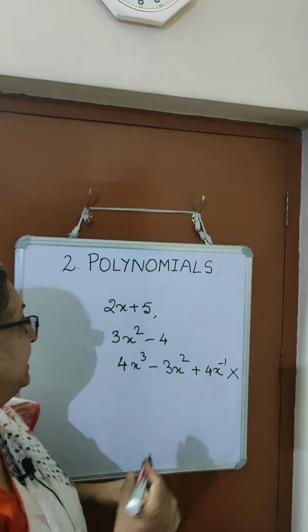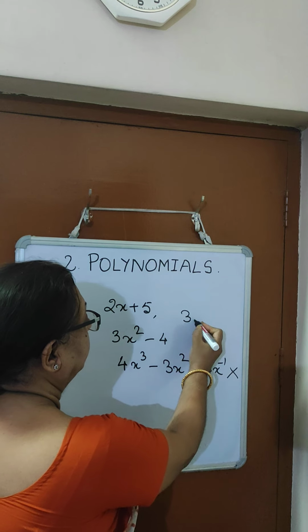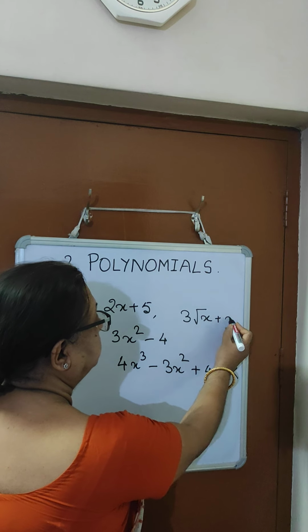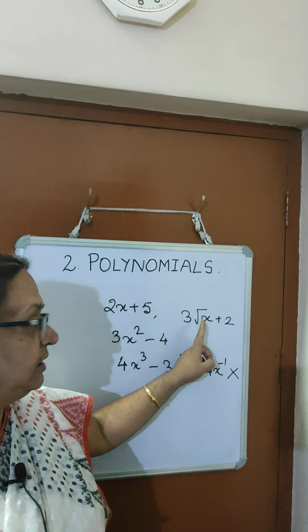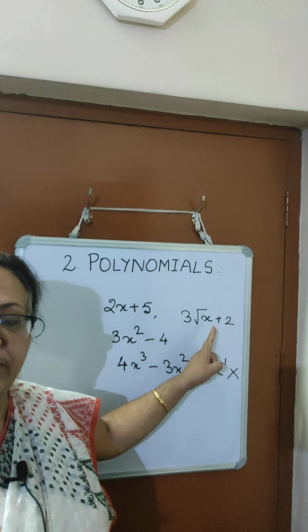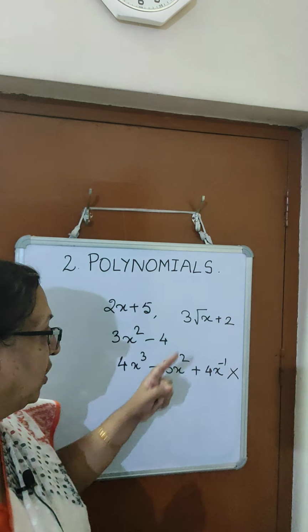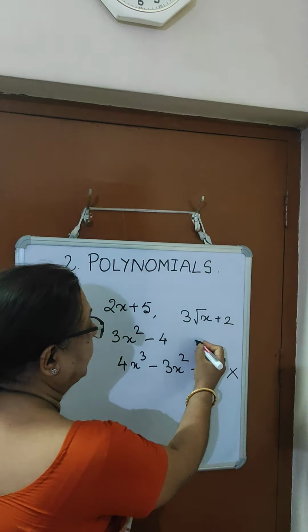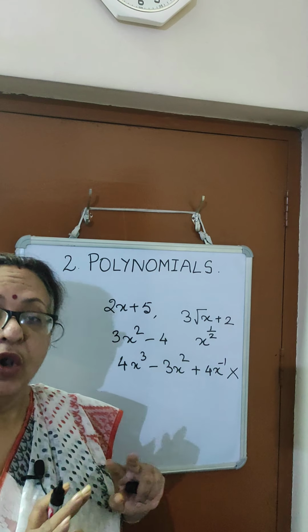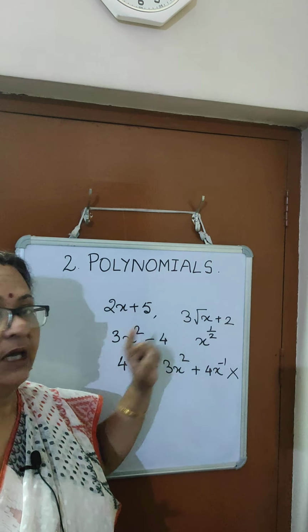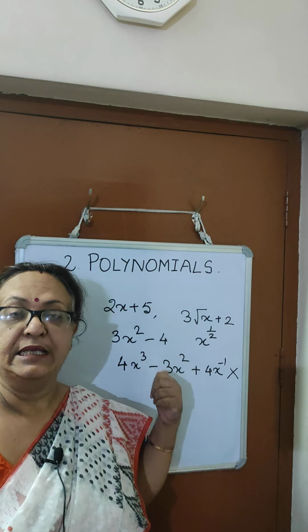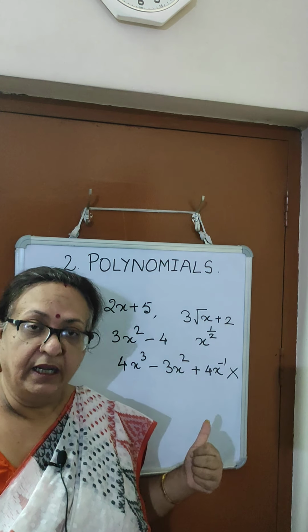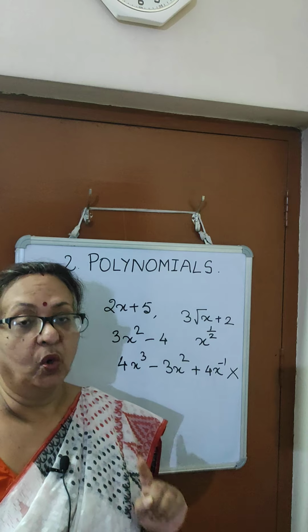Let's take a few more examples. Suppose I say, is this a polynomial? No. This is not a polynomial. Why not a polynomial? Because root x is actually x to the power 1 by 2 and 1 by 2 is not a whole number. Therefore, this is not a polynomial. So, understood children? So, when do we say a given algebraic expression is a polynomial? When the power of the variable is a whole number.